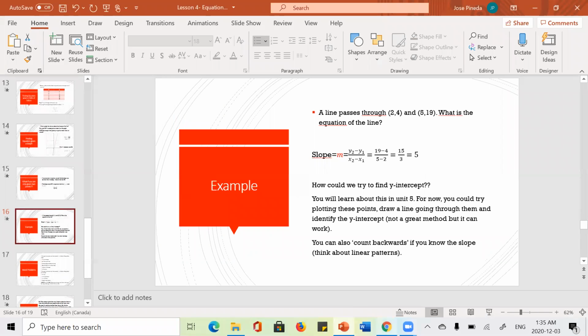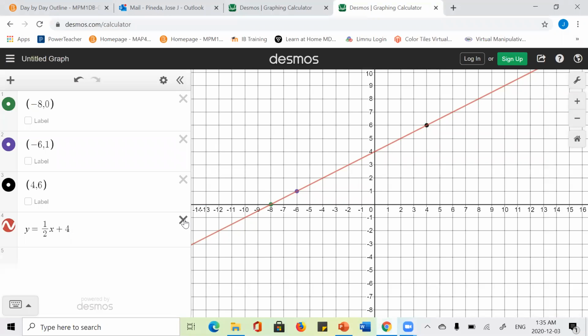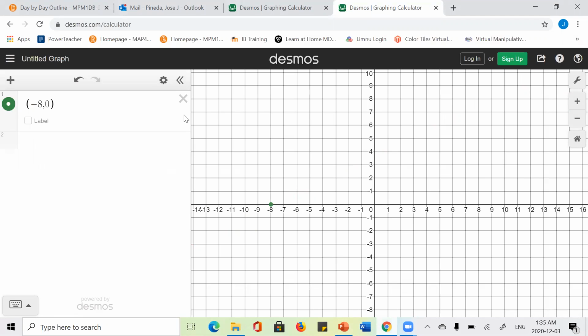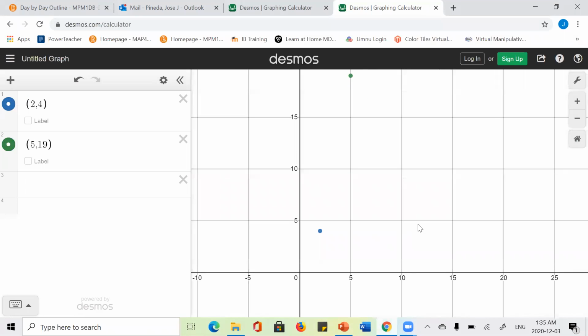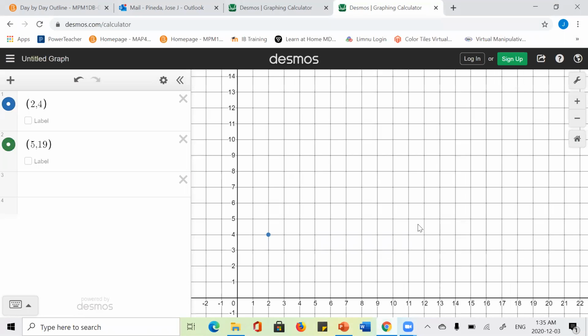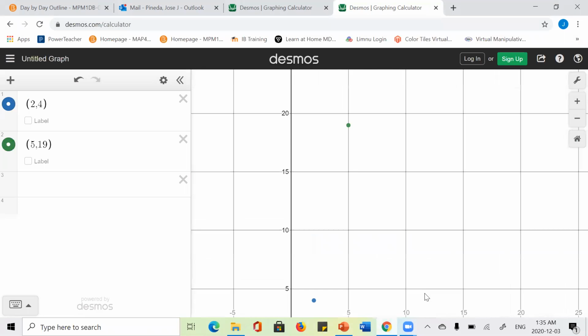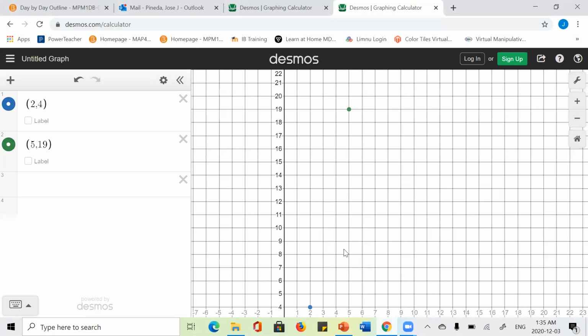So we have (2, 4) and (5, 19). So let me erase this. Again, to write the coordinates, I had to put brackets around it. So (2, 4) and (5, 19). And it's kind of looking like this. Sorry, it's hard to see it all there.